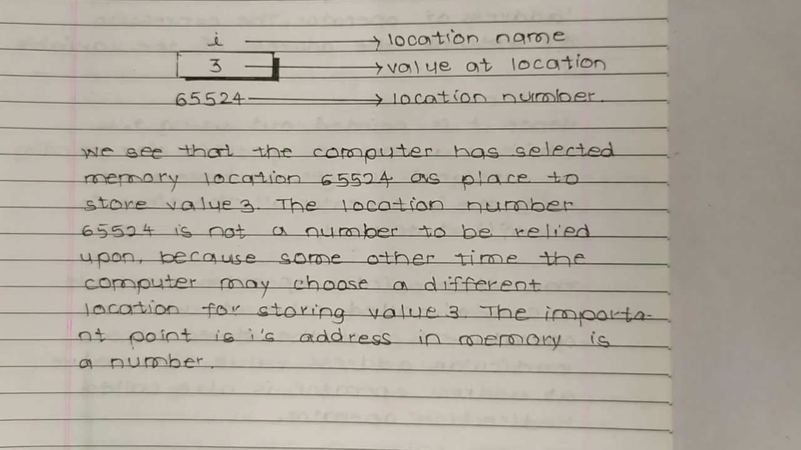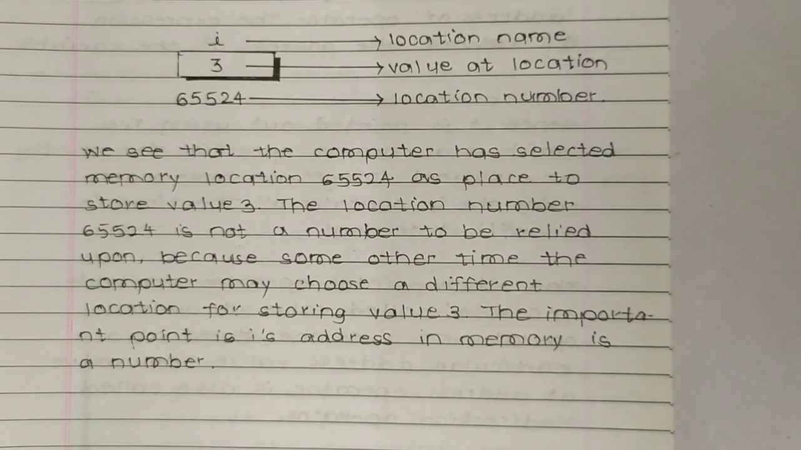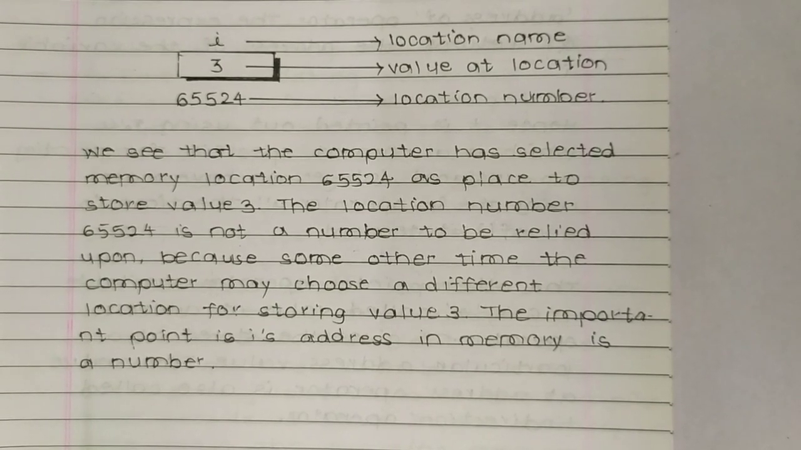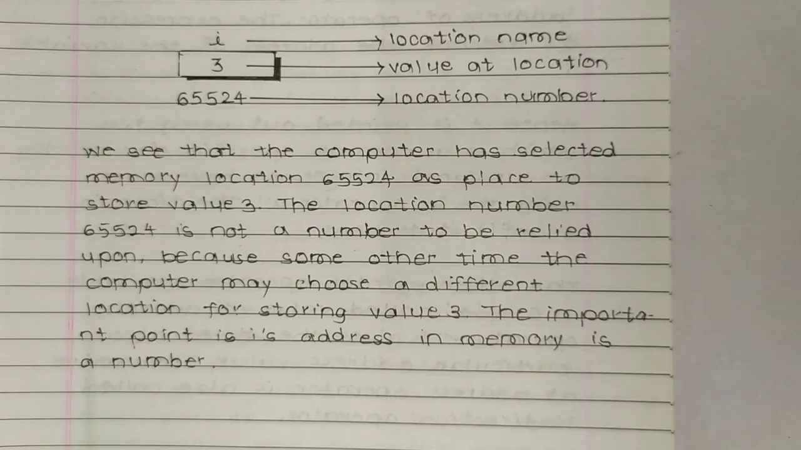Some other time it can be 65523, it can be 65534 or 36. Each time the computer may choose a different location for storing the value 3, so it is not a number to be relied upon. The important point is that i's address in memory is a number.